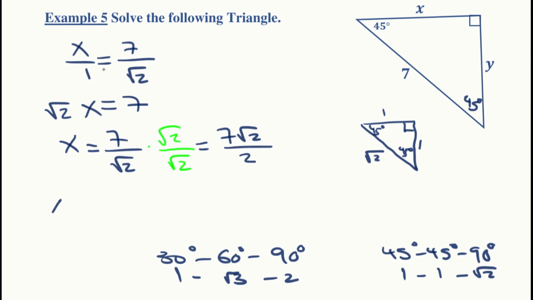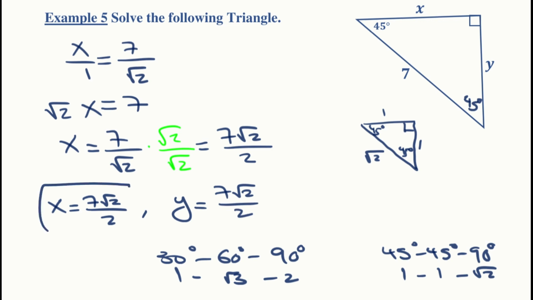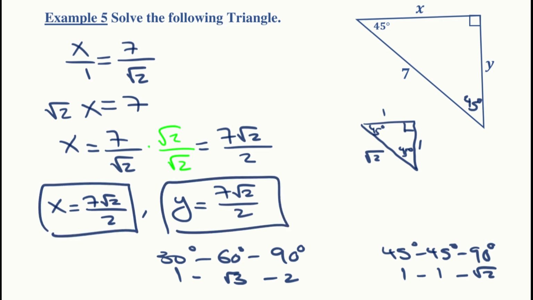So remember, x is going to be 7 square root of 2 over 2, and y is also going to be the same as x. We could go through the same procedure, but we really don't need to because we know those are going to be the same. All right, so that's how you utilize the reference 30, 60, 90 and 45, 45, 90 triangles to solve any 30, 60, 90 or any 45, 45, 90 triangle.